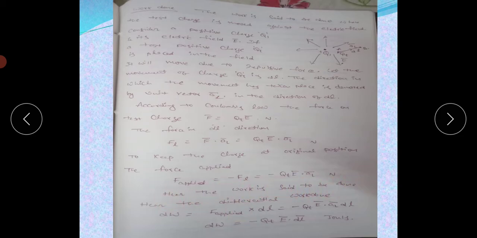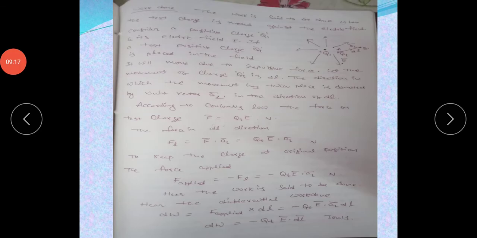Here the work is said to be done, since the test charge is moved against the electric field. By applying an external force, the charge is moved against the electric field from point B to point A. So the differential work done, dW, equals the force applied into dl. The force applied equals minus Qt E bar dot Al bar into dl, or dW equals minus Qt E bar dot dl into Al bar, which equals dl bar joules.